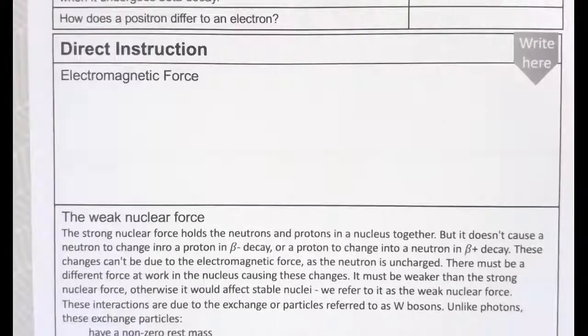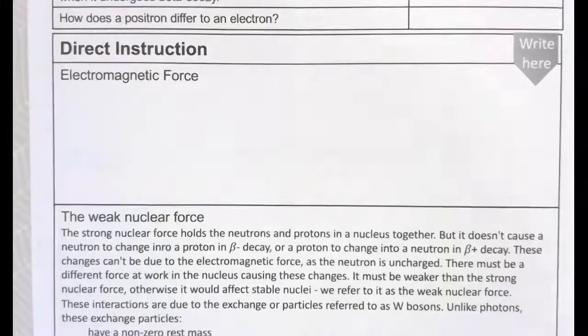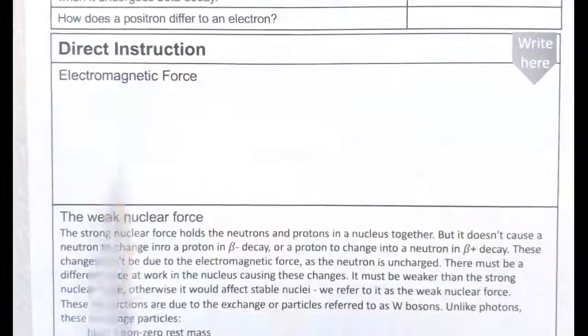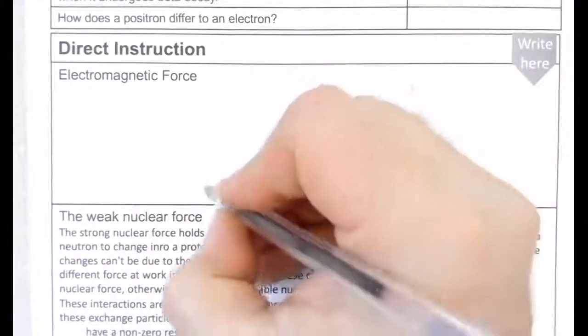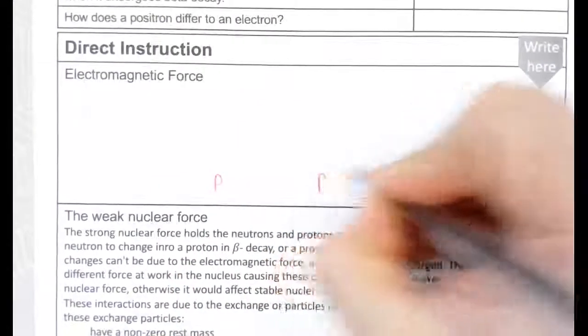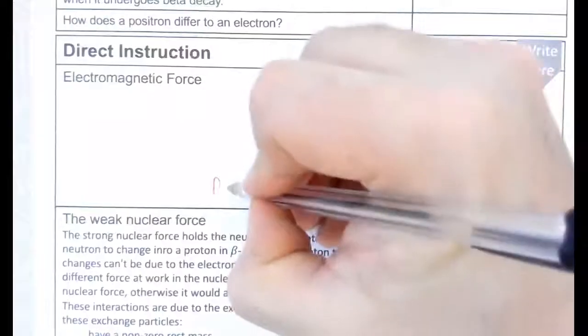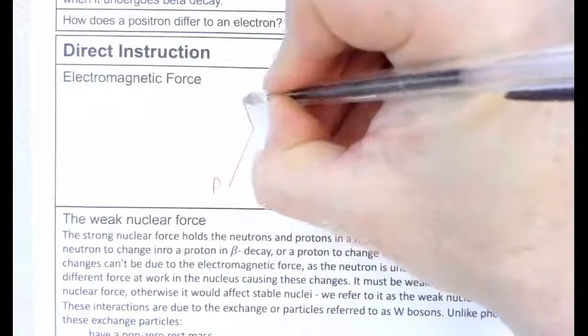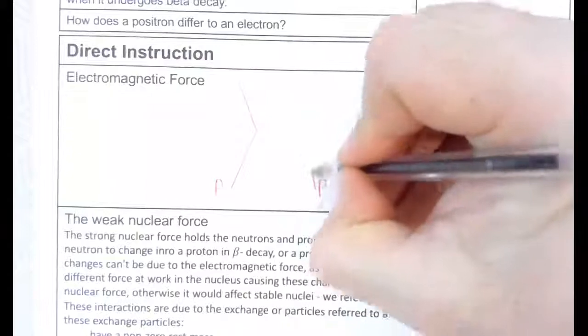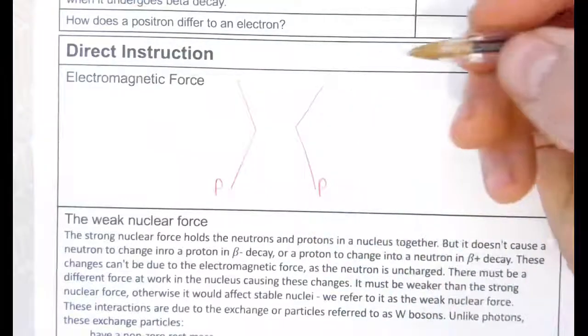Hello Year 12, today we're going to look at the idea of exchange particles, particle interactions, and we're going to illustrate them using what's called Feynman diagrams. We'll start off with quite a straightforward one, the electromagnetic force, and we're going to look at this in the context of two positive protons interacting with each other.